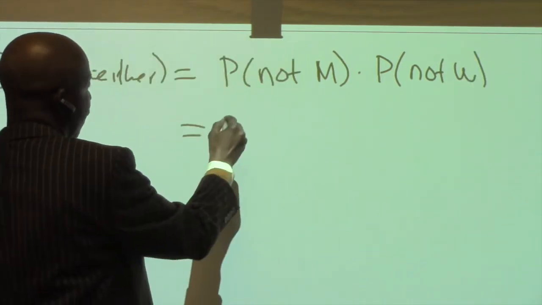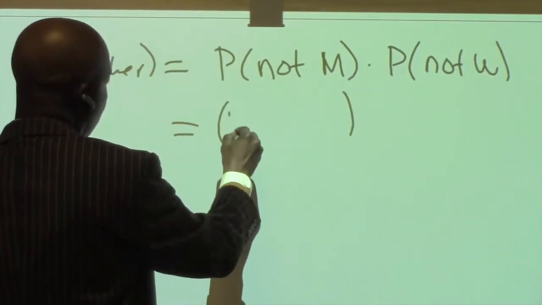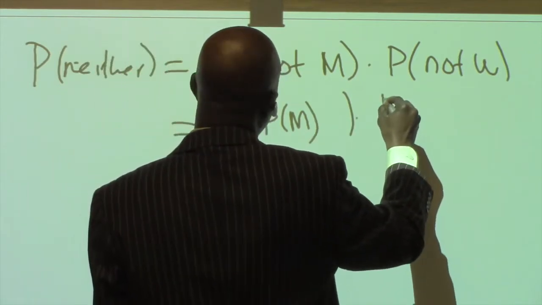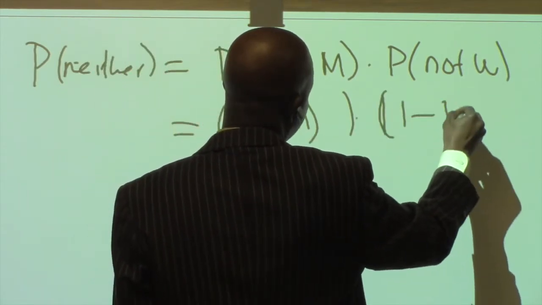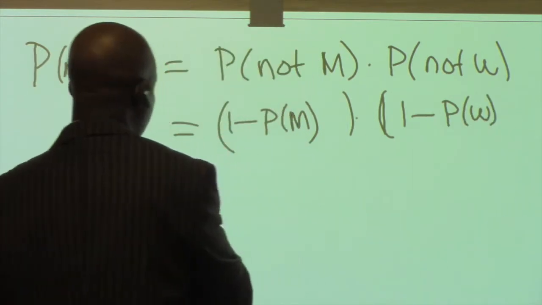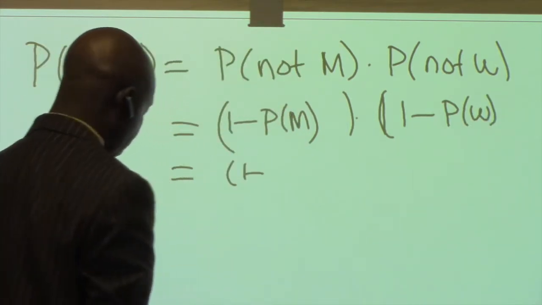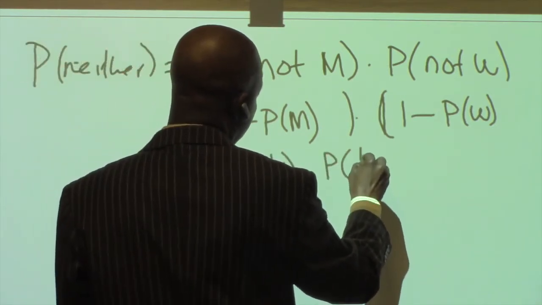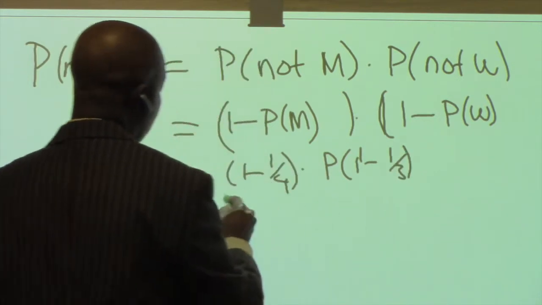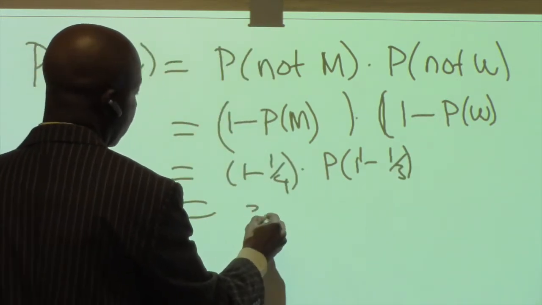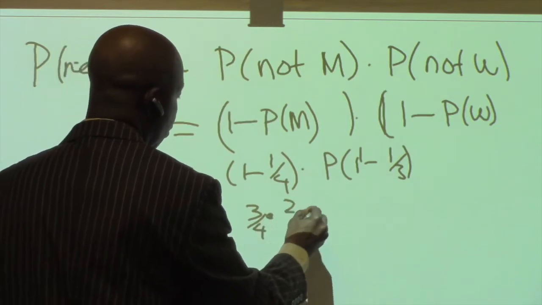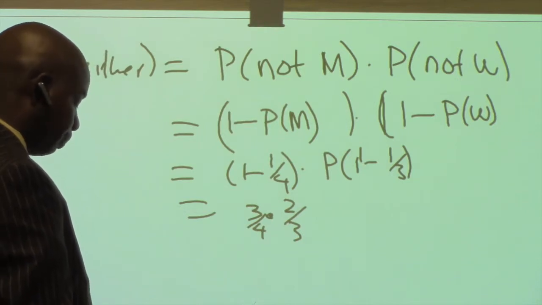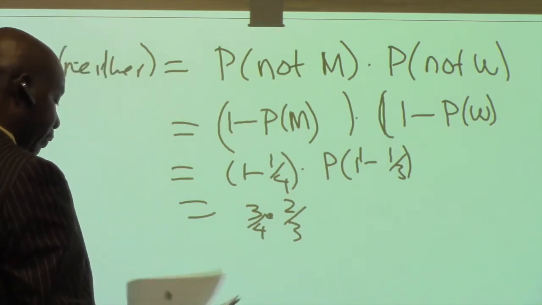So then, how do we find the probability of not W? This is going to be 1 minus the probability of M, times, parentheses again, 1 minus the probability of W. So this is going to be 1 minus the probability of man, which was 1/4, times the probability for a woman, which was 1 minus 1/3. So basically what we're going to have here is 3/4 times 2/3.